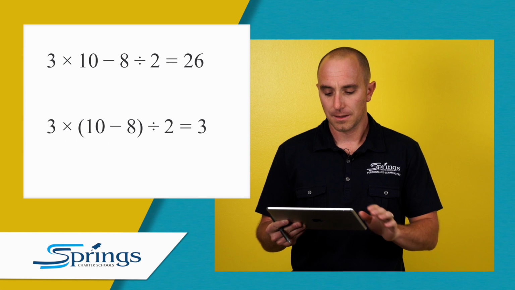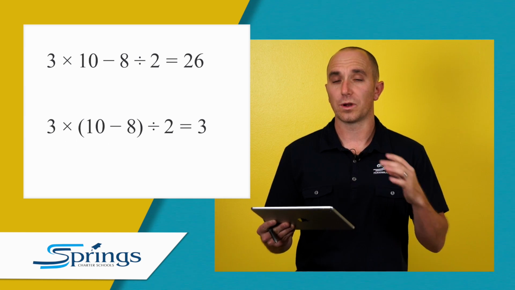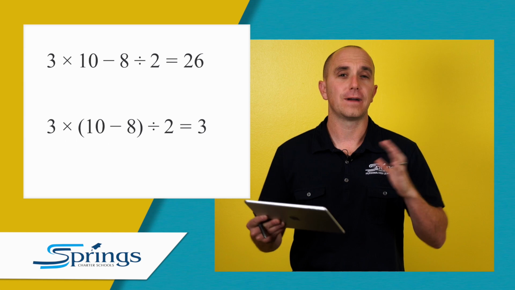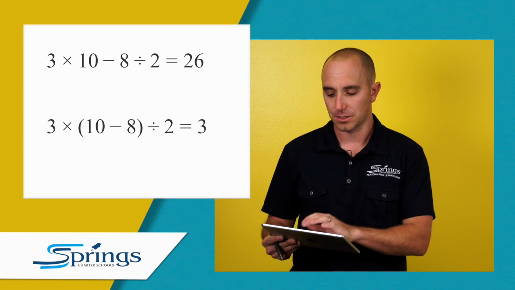So you can see that with the one without parentheses, my answer is 26. The one with parentheses, my answer is 3. They're vastly different, all because I followed the order of operations and did the parentheses first.